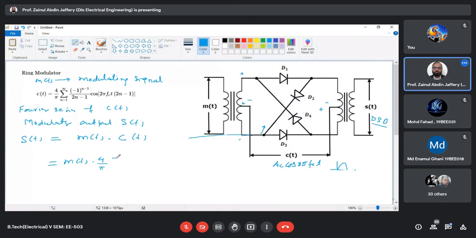4/5 summation, and we will go from -1 to plus infinity. We are taking only the, चूंकि minus infinity हम नहीं ले रहे हैं, so this will become (-1) power n minus 1 divided by 2n minus 1, cos 2 pi fc (2n minus 1) t, ठीक है?